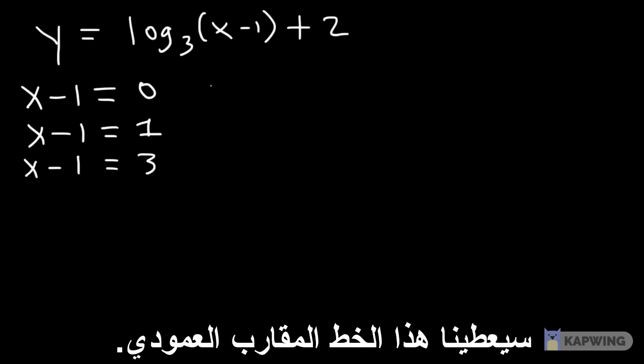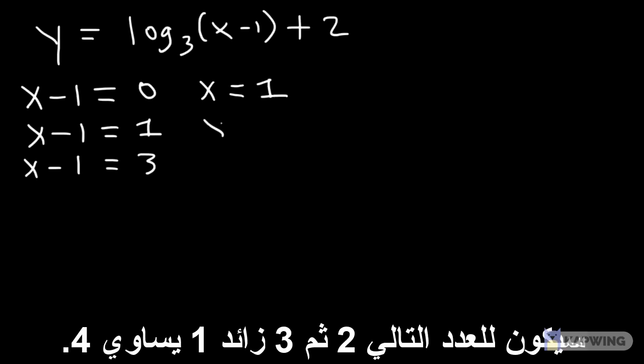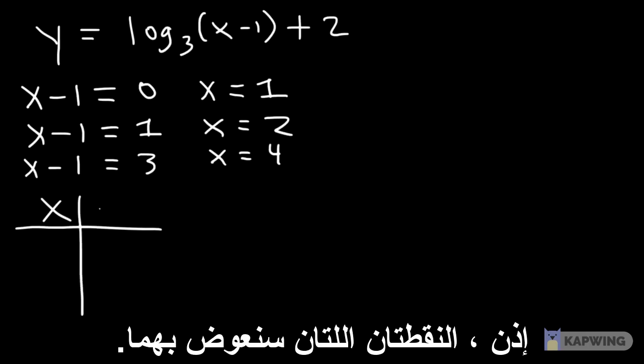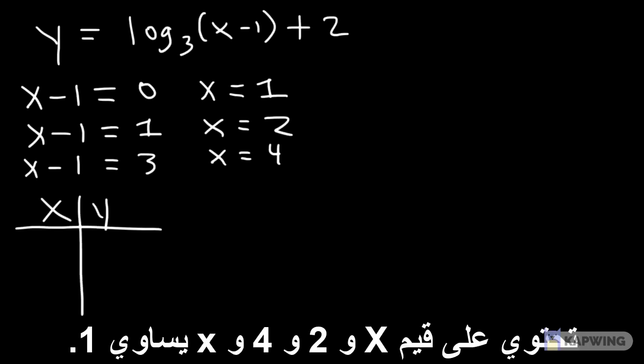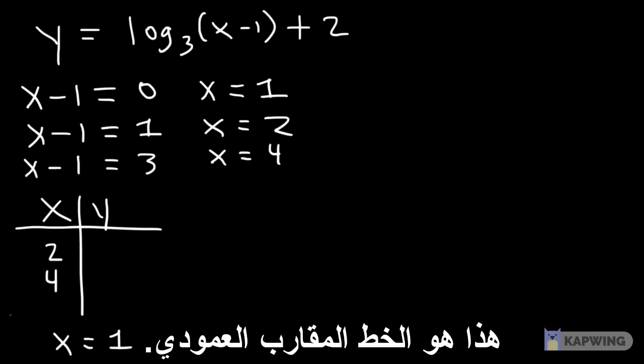For the first one, this is going to give us the vertical asymptote. So x equals 1, that's the vertical asymptote. The next one will be 2, and then 3 plus 1 is 4. So the 2 points that we're going to plug in contain the x values 2 and 4. And x equals 1, just keep that in mind, this is the vertical asymptote.